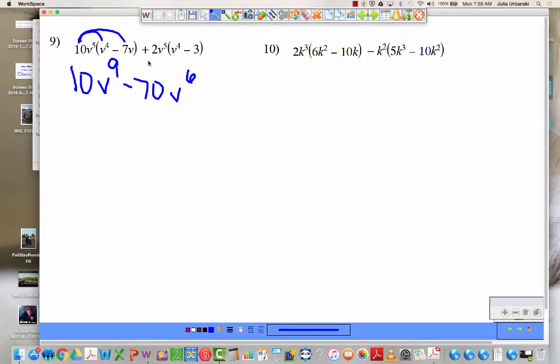But now it's a plus sign, and we have a number times parentheses again. So you have a double distribution to do here. So it's going to be 2v to the 5th times v to the 4th. 2, quiet please, 2v to the 9th, and then minus what? 6 what? That one.